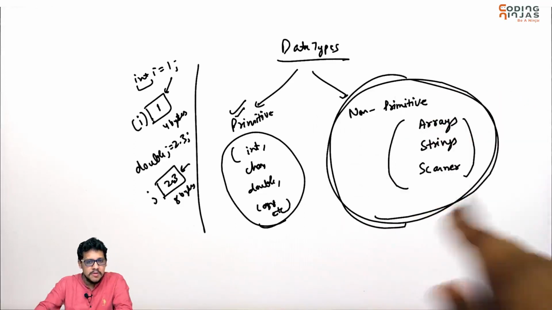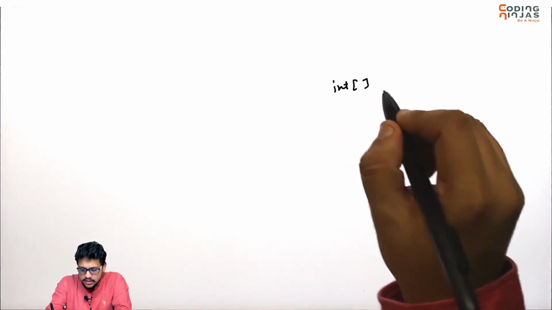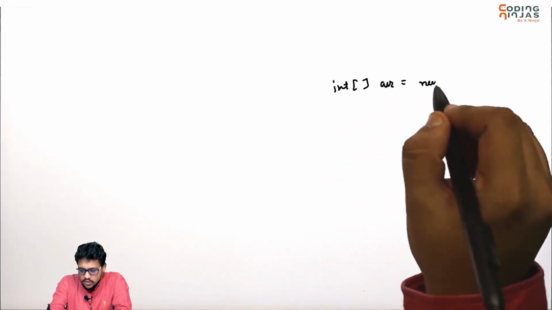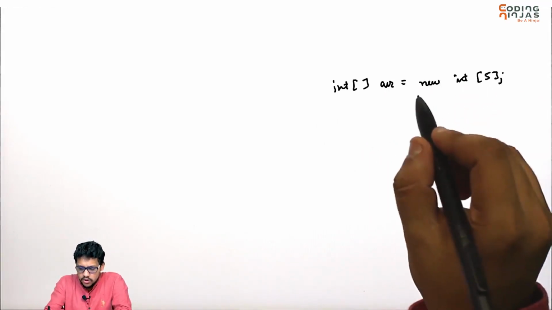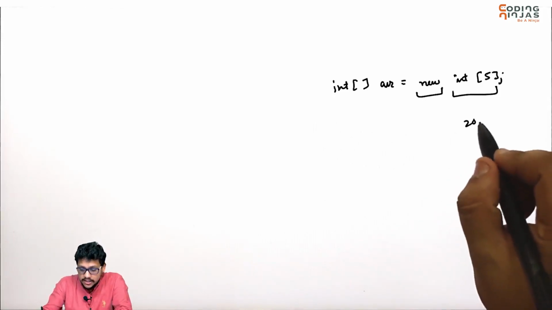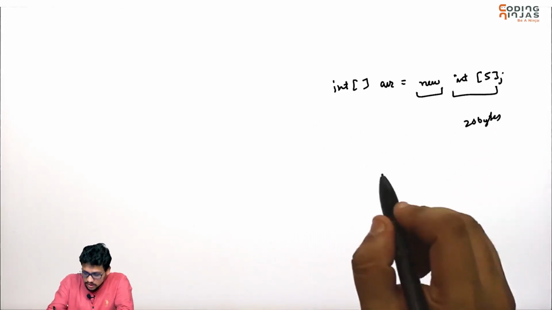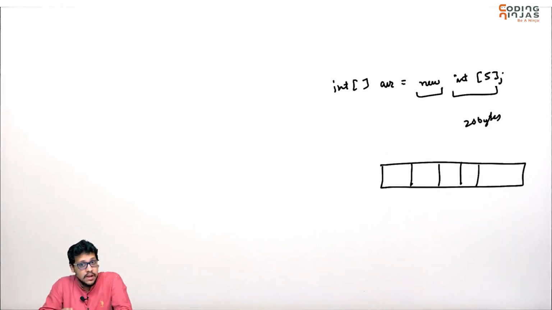What happens in non-primitive data types? Let's discuss, taking an example of an array. We write int arr equal to new int, let's say 5. So new actually creates memory of how much? You have said an integer array of 5 integers, right? So that means you want 20 bytes. Somewhere 20 bytes of memory is created, which will be storing 5 integers.